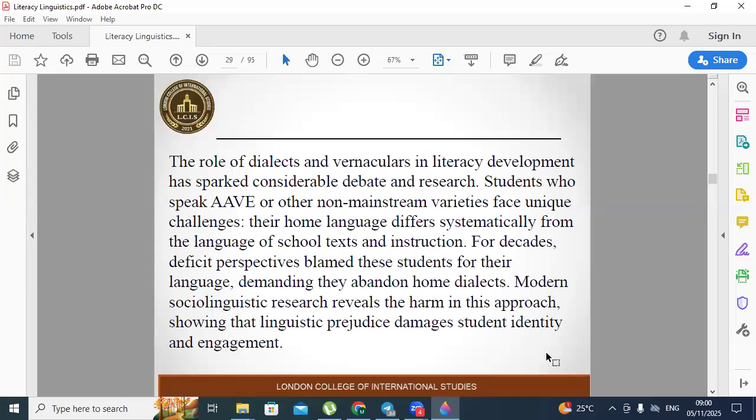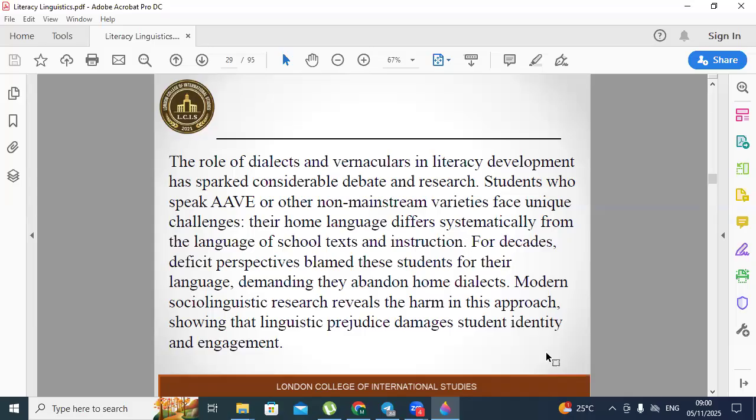So, what's the alternative? The most effective approach honors linguistic diversity while building comprehensive academic English. This is a both-and approach, not either-or. This means first recognizing that features like AAVE's habitual be or zero copula follow grammatical rules. They're not errors resulting from carelessness or ignorance. When a student says "she tired," that's grammatical in their home dialect, just as "she's tired" is grammatical in standard English.